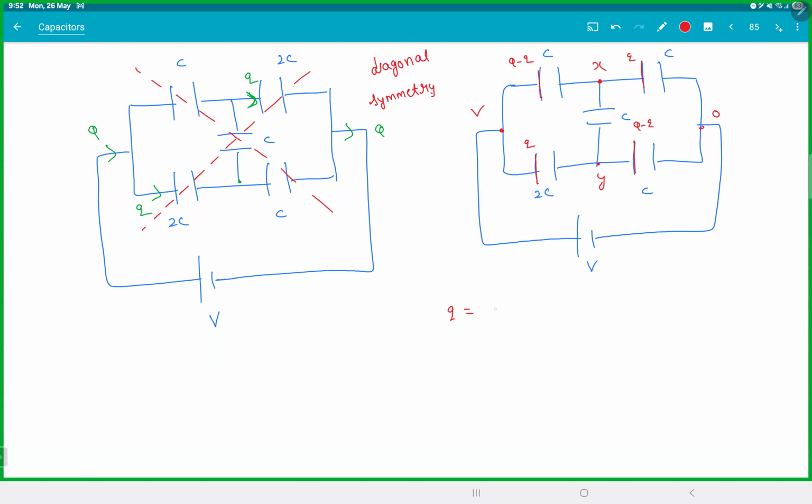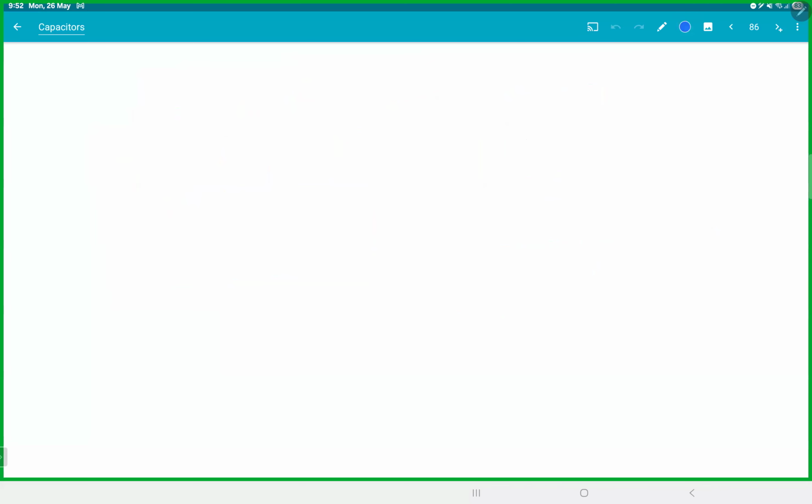So I can write Q is equal to 2C into V minus Y. Q is also equal to this guy, C into, sorry, this is also 2C. 2C into X minus 0. From here, you will get V minus Y is equal to X. Or you can say Y is equal to V minus X. The potential difference is same, no? So whenever you get a diagonal symmetry, remember this thing, it will help you.